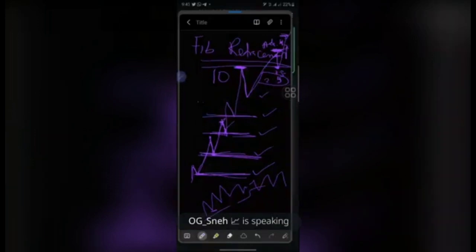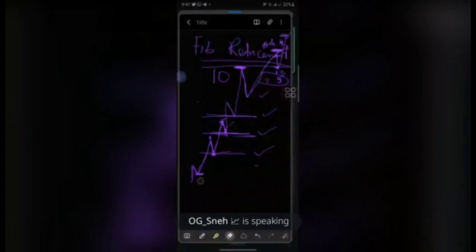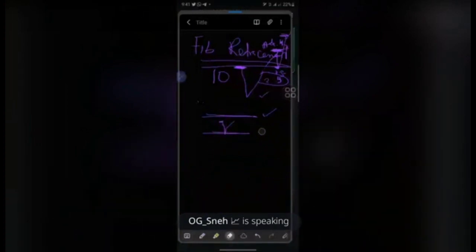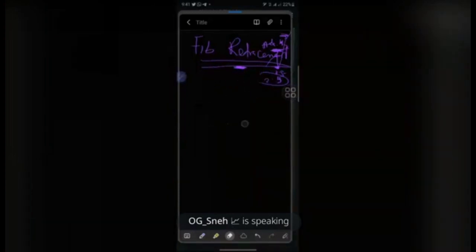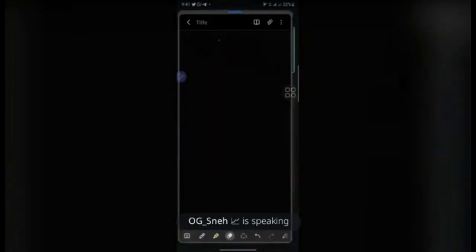For a downtrend too, it's the same way. As the market is coming down, it will retrace up, then still come down lower. It will still retrace up a bit, still come down lower. So we can say that the Fib retracement levels serve as potential support or resistance.